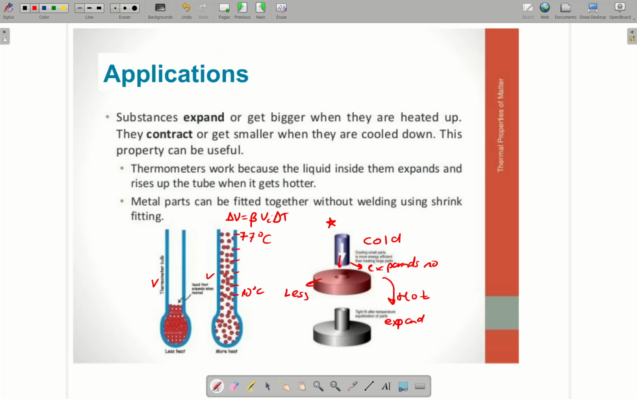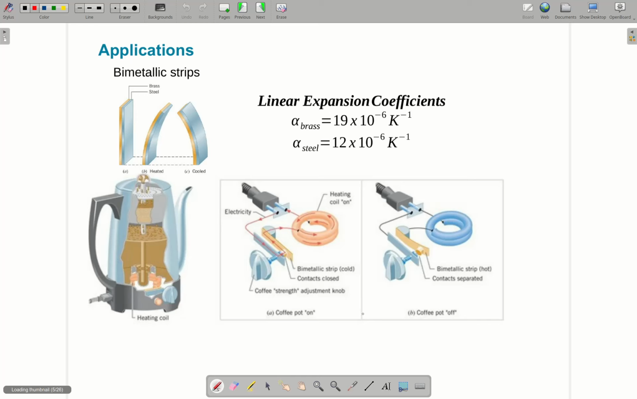So if I put them together at a cold temperature, where generally it is not a regular outside temperature, and then take them to a regular room temperature, they will fit without doing any welding and so on. And as long as it's not too cold, they will stay fit, which is a very interesting, nice idea. The idea of expansion is also used in many other devices.